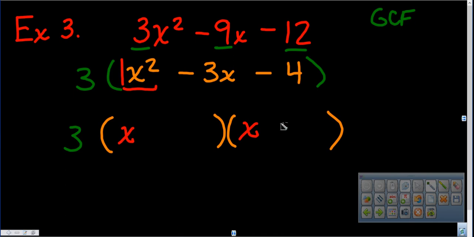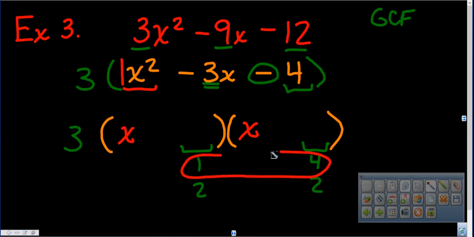And now I need to find factors of 4 that I can subtract to achieve a 3. So the only two options are 1 and 4 or 2 and 2, because 1 times 4 is 4, 2 times 2 is 4. Which of those pairs of numbers can I subtract in order to get a 3? Well, the answer is 1 and 4. So I'm going to put a 1 here and a 4 here, and I'm trying to achieve a minus 3. Remember, signs will be different. That's how I knew I was going to subtract those products.